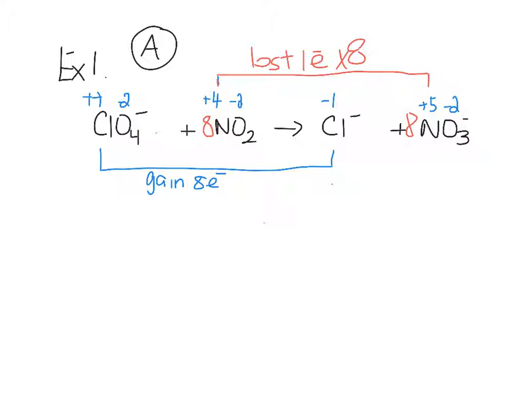Kyle? There's 20 oxygens on the left, 24 on the right. So who's missing, left or right? Left. So you're going to add 4 waters. So now they're balanced for oxygens.